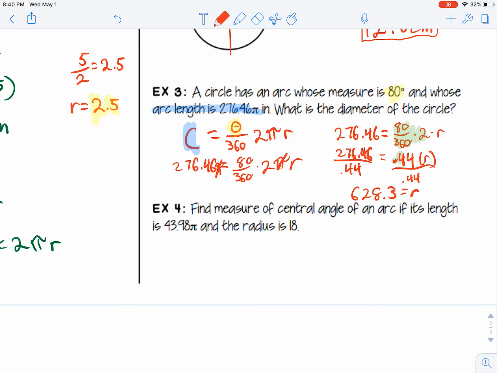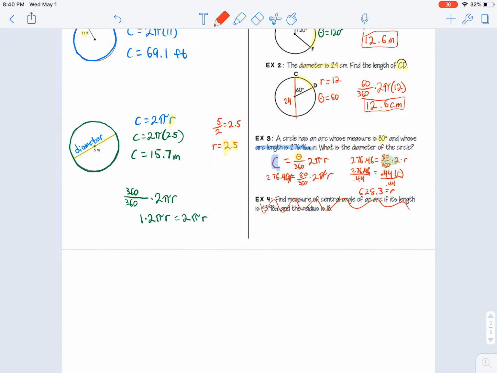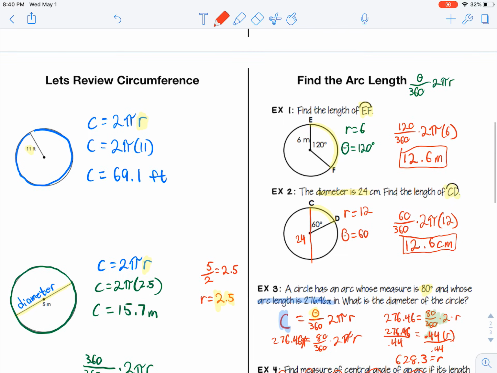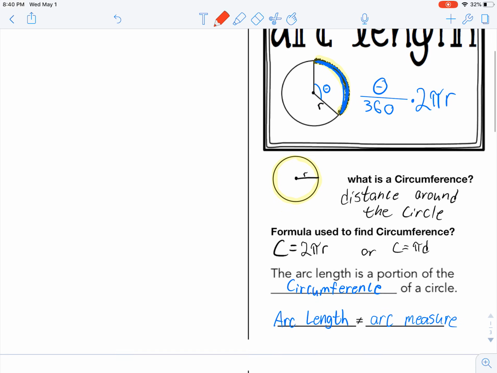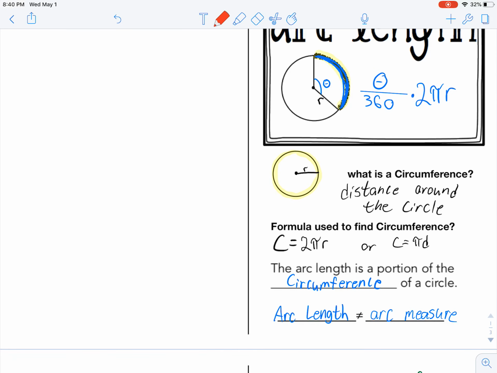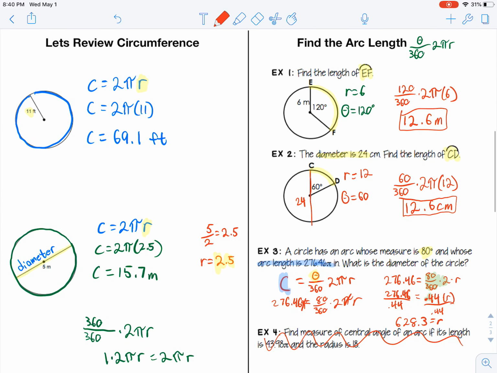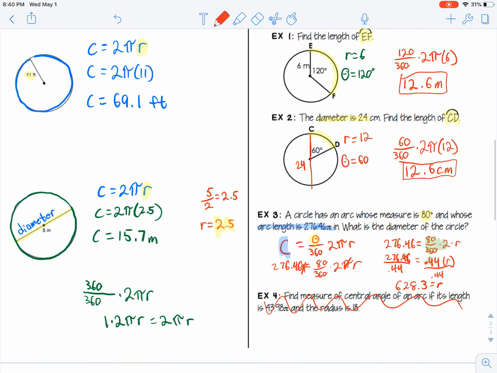Okay, so now this last one, it's just like the previous. I don't want to worry about it. Let's just go ahead and scratch that guy out. Alright, you guys. So that's the notes for today. Remember, our formula is theta over 360, where theta represents the angle, times 2 pi times our radius. And remember, arc measures are not the same thing as arc length.